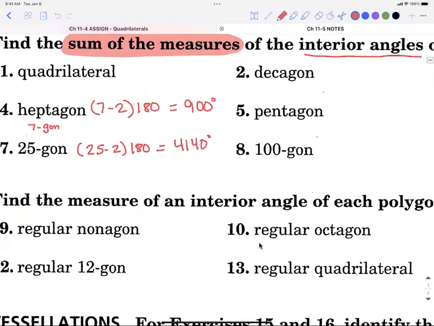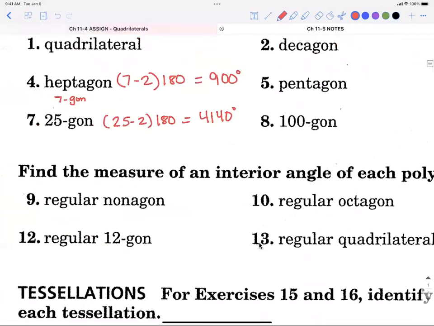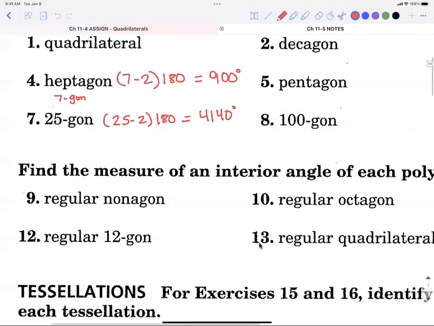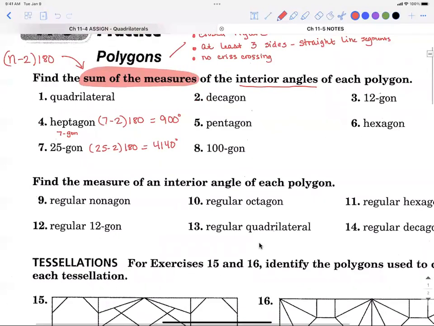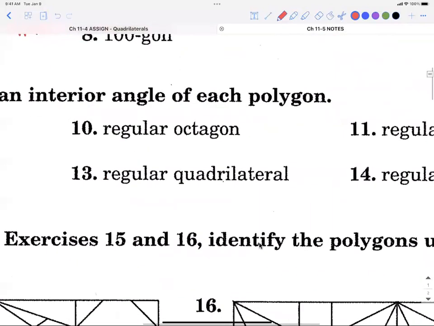All right, so this is where the term regular comes in. And remember I said regular. The reason that you need to know that it's regular is because if something is regular, that means every angle is the same. So a rectangle would be regular, right? Because all the angles are 90 degrees. Let's do a regular quadrilateral here.